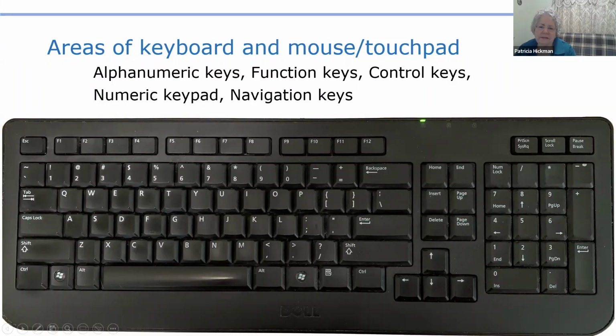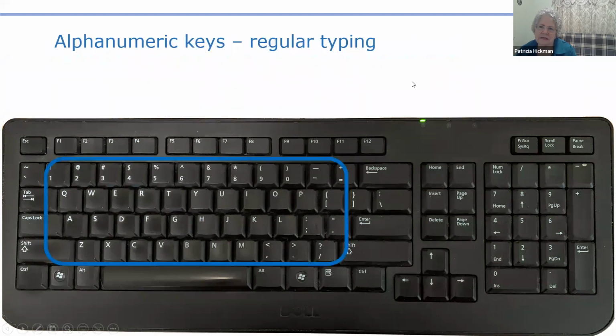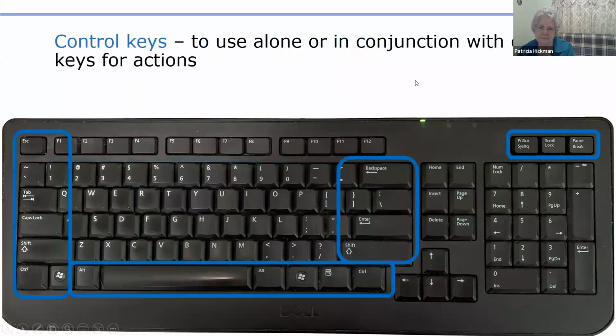This is the areas of the keyboard and mouse touchpad. I don't have pictures of the touchpad, but it would be similar to using the mouse. And let's go to the next slide. Alphanumeric keys are for regular typing. Alphanumeric means alpha letters and numbers.